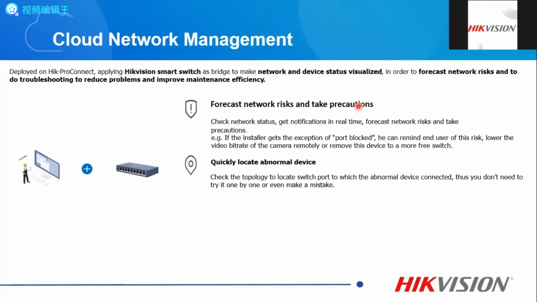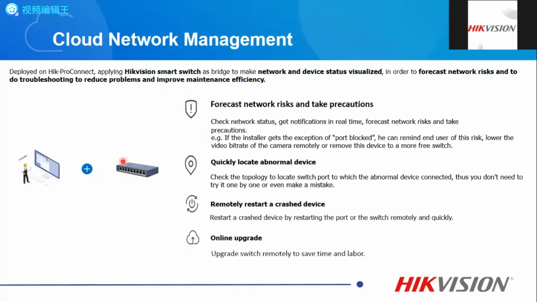Also, if you're using this cloud switch, it's very easy to locate abnormal devices, because on our cloud switches we are able to see exactly where each device is connected on the switch. By using this with HikProConnect, you can see on port 1 exactly where each device is connected, and you can see the status of that device, as opposed to going to each port and having to unplug and plug back in. We can use HikProConnect to get the whole topology of the whole network.